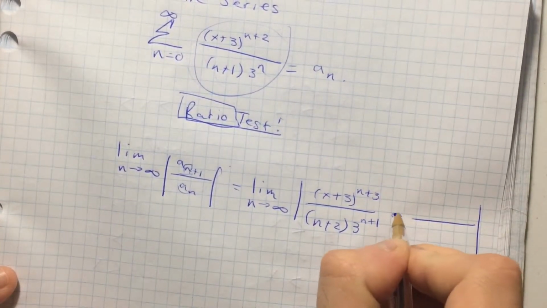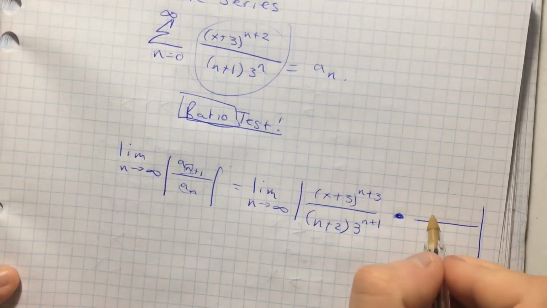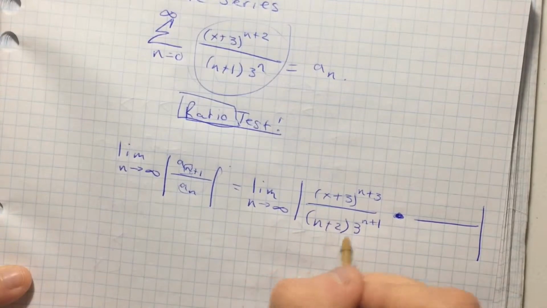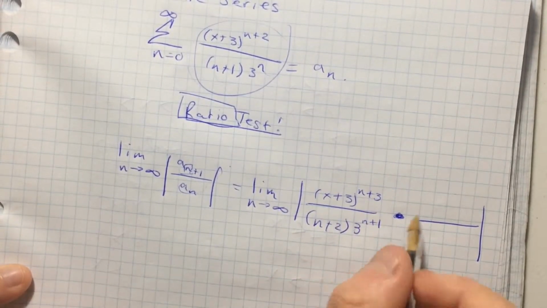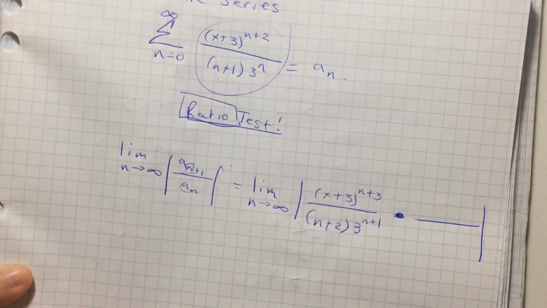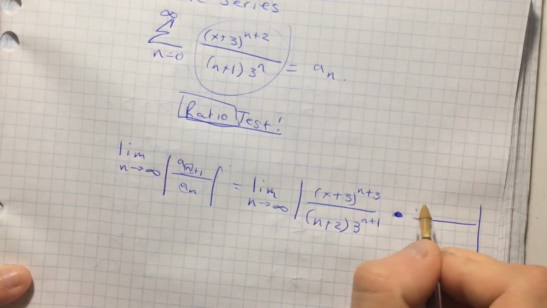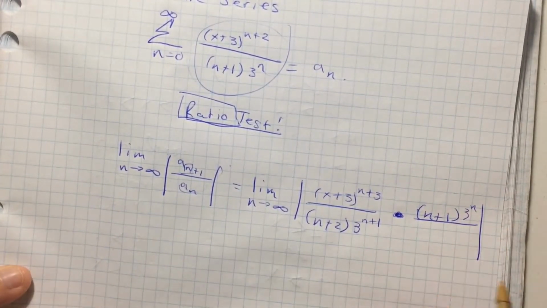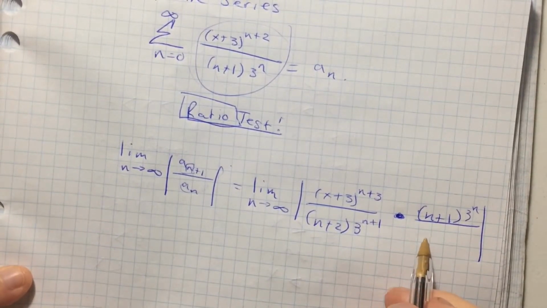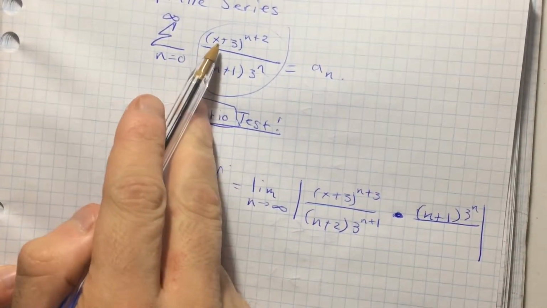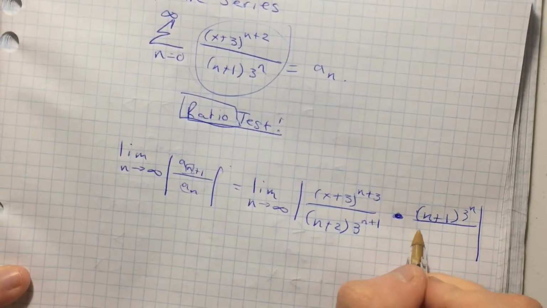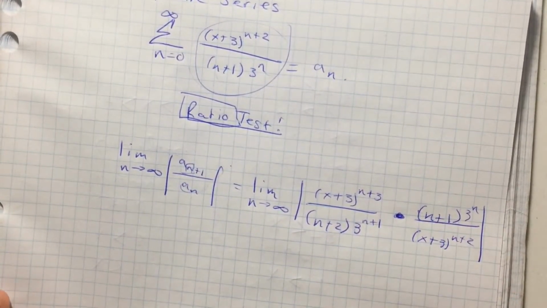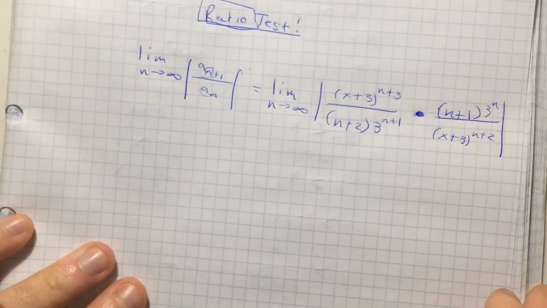What I say to myself is, if this is on the bottom, then this must be on the top when I'm multiplying by the reciprocal. So n plus 1 times 3 to the n, divided by what's on the top here, (x plus 3) to the n plus 2. Alright, cool. Now what should I do?